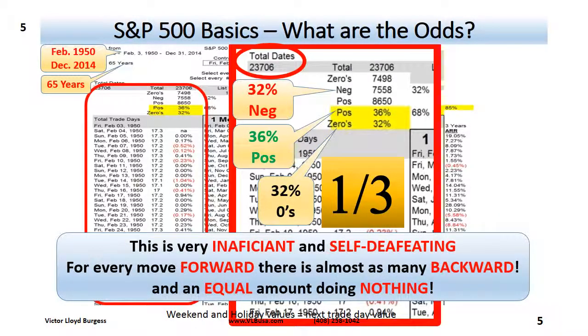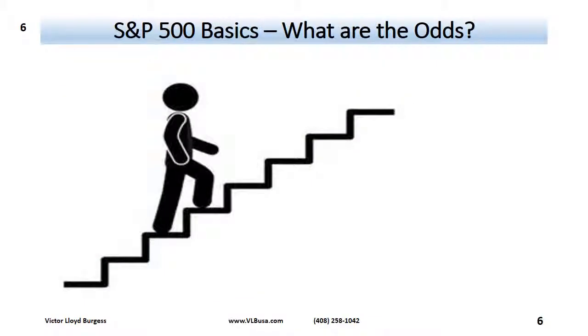This is extremely inefficient and self-defeating. For every move forward, there's almost as many backward and an equal amount doing absolutely nothing. That's crazy. It's kind of like trying to run up an escalator that's going down.